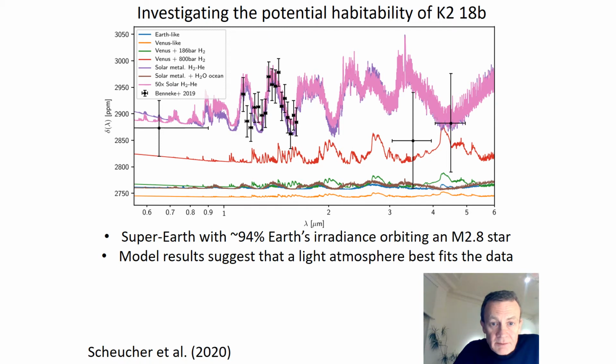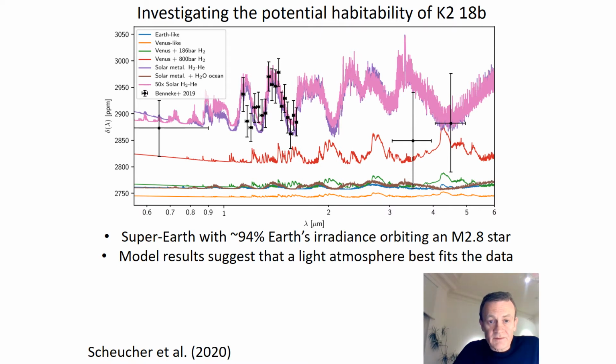Interestingly, you see the black points here are data points measured for this planet by different telescopes, from the study by Björn Benneke 2019. And the first thing you see here is that only the purple line fits the black points at 1.5. So this is an indication that the model results are suggesting a light atmosphere best fitting the data. So they fit very well at 1.5 microns, but if you move out to the right and you look at the two data points on the right-hand side at 3.5 and 4.5, you see especially the 3.5 doesn't fit very well.